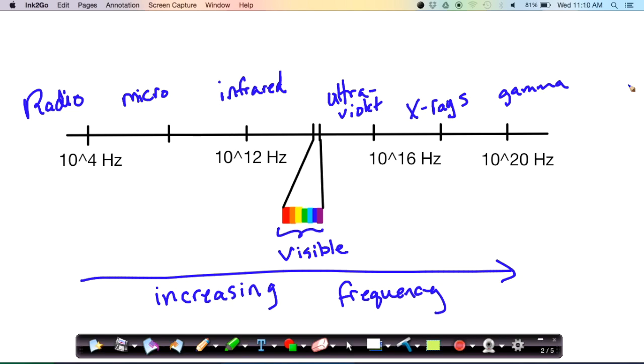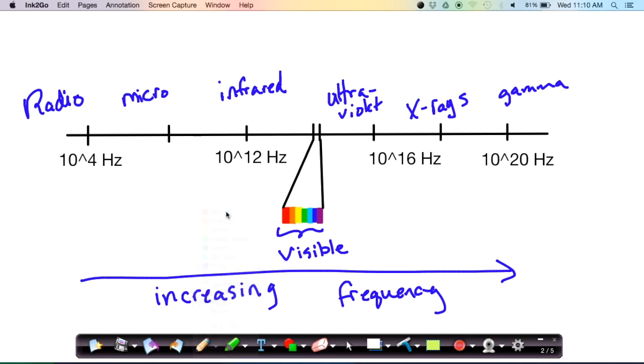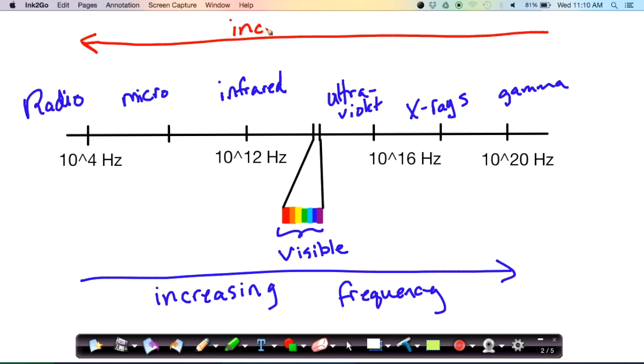Or alternatively, you could think about this in terms of wavelength. Remember that we said that frequency and wavelength are inversely related? So if I have the lowest frequency on the left side of my line and the highest frequency on the right, we would have the inverse if we look at wavelength. We would have the shortest wavelength on the right side and the longest wavelength then on the left. So increasing wavelength goes in the opposite direction on this graphic of the electromagnetic spectrum.